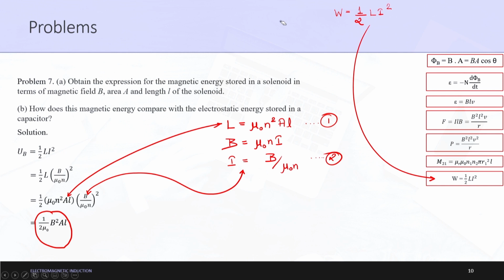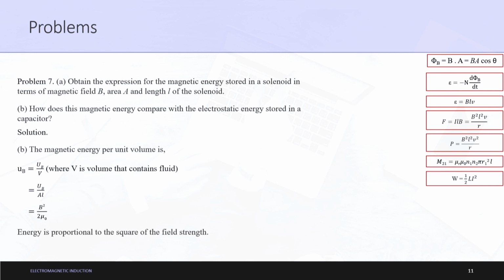So, let us move on to the second question here. The B part says this: how does this magnetic energy compare with the electrostatic energy stored in a capacitor? So, please look over here. So, the magnetic energy per unit volume, we are denoting it by small ub. So, small ub is nothing but capital UB, which is magnetic energy we calculated just in the present A part problem, over total volume. So, V is the volume, capital V is nothing but area multiplied by length. Generally it will be a circle shape only, it will be a cylinder only.